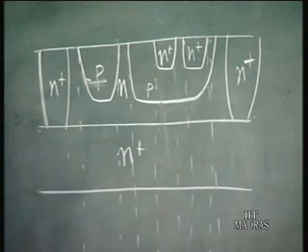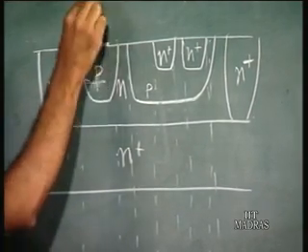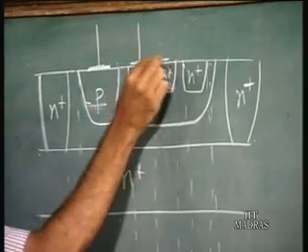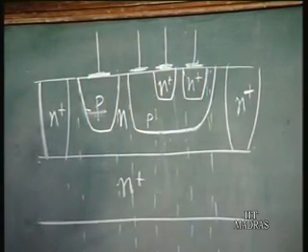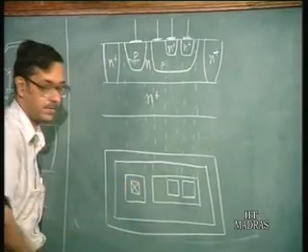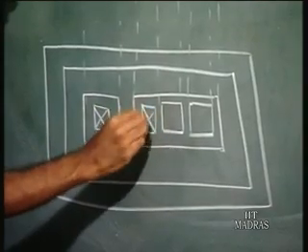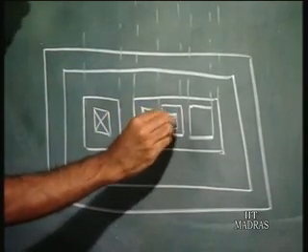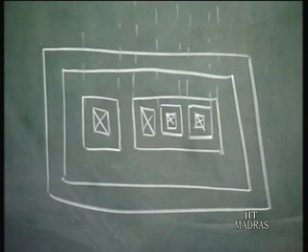And then finally what you do is you take the contacts. You take a contact from here, a contact from here, and a contact from here, and a contact here. So you draw it like this. This is the convention for drawing the mask layer. This is the hatched region. You have a contact here, you have a contact here. So this is the I squared L cell.